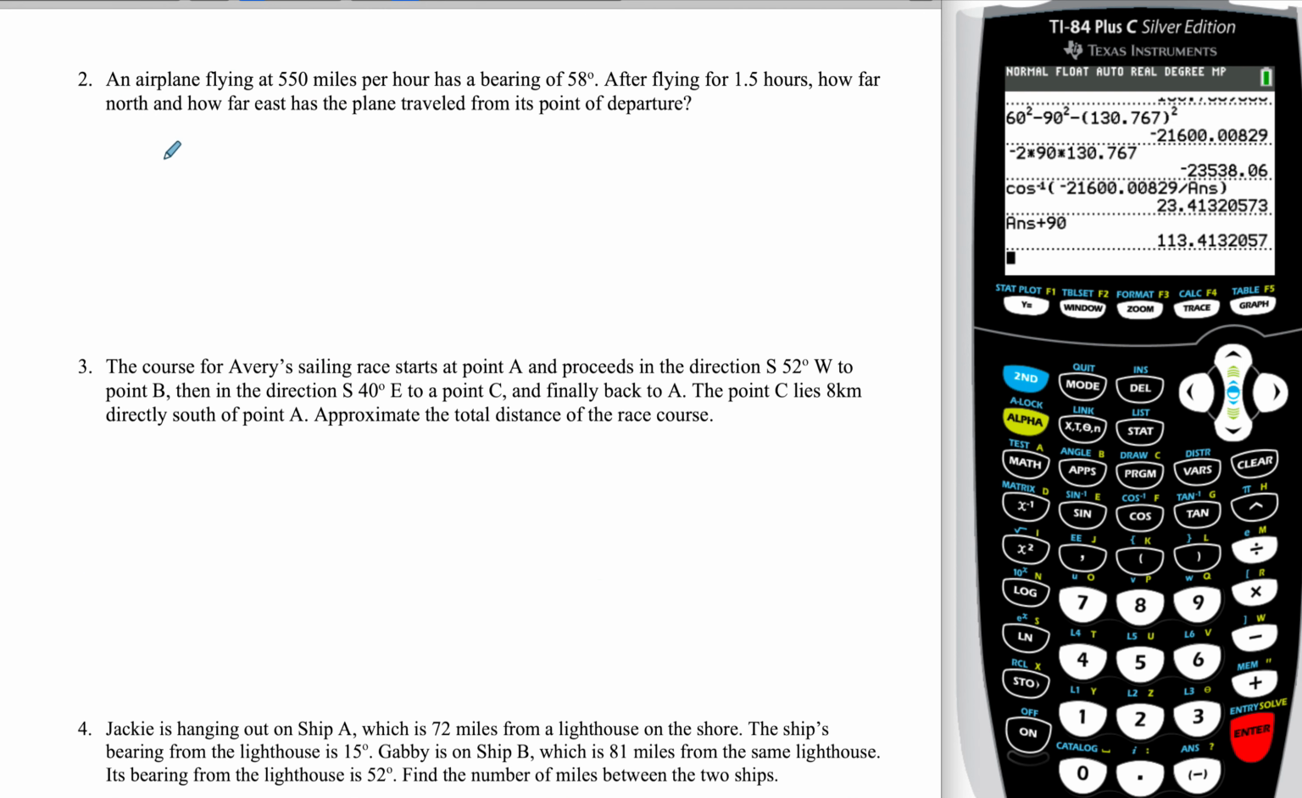So in the second problem, I'm going to do problem 2. An airplane flying at 550 miles per hour has a bearing of 58 degrees. After flying for 1.5 hours, how far north and how far east has the plane traveled from its point of departure? So we're going to call this our point of departure. We're going 550 miles per hour. We know we've got a bearing of 58. What that means is north 58 degrees to the east.